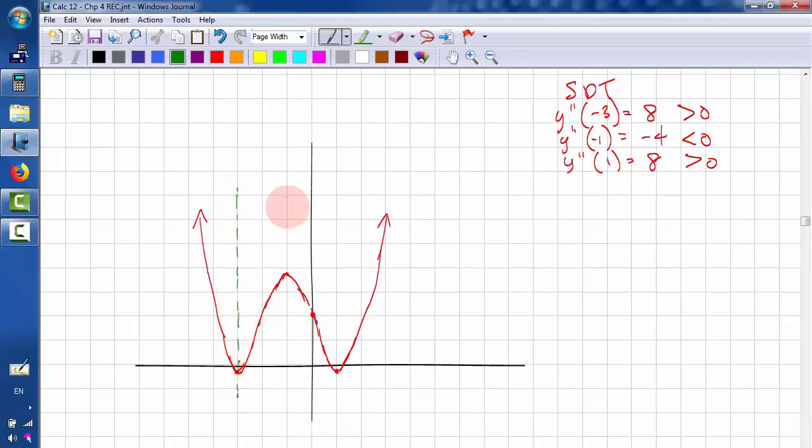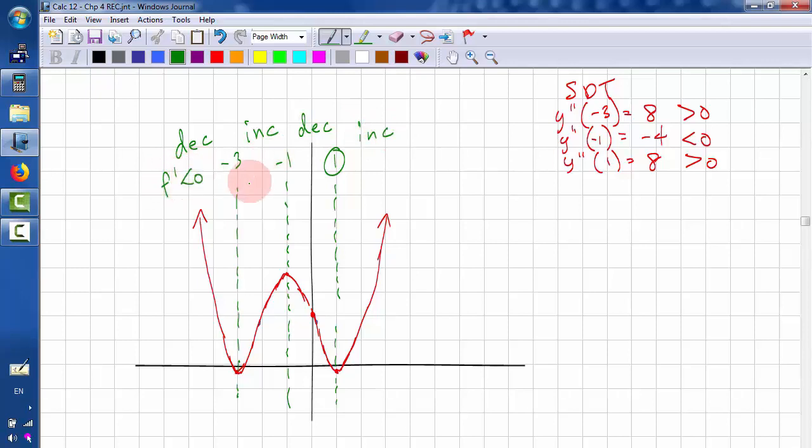So we'll use green for our intervals of increase and decrease. So we have negative 3, negative 1, and 1. Just put a circle around that. Okay, so we have a decrease, increase, decrease, increase. Or you can say f prime is less than 0, f prime is greater than 0, f prime is less than 0, f prime greater than 0.